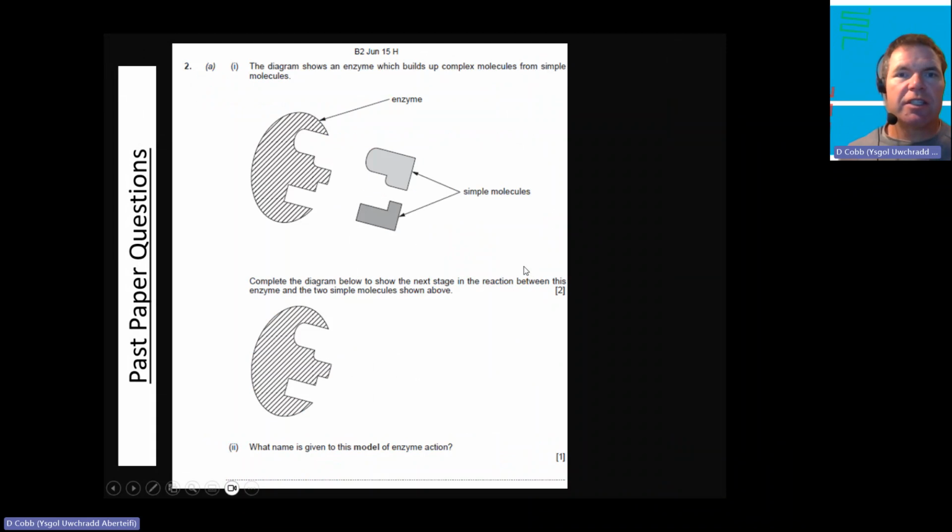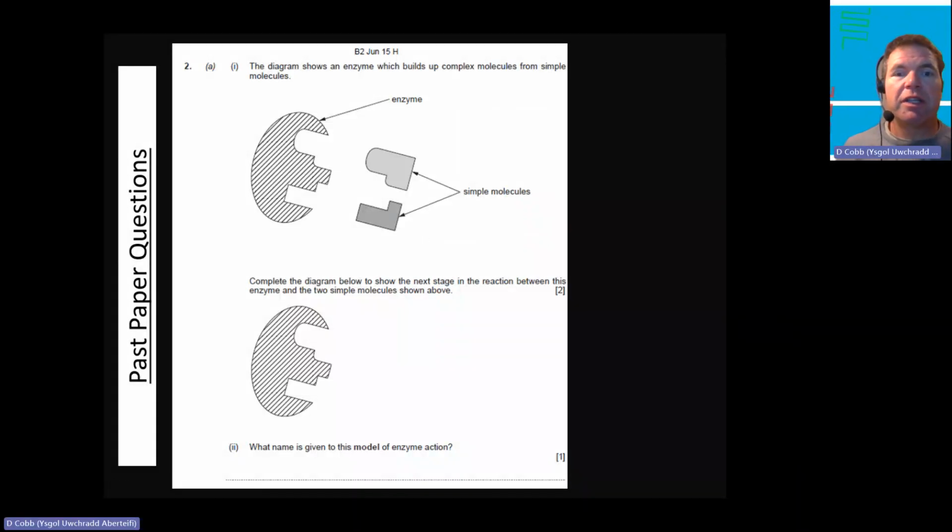Here's another question that says the diagram shows an enzyme which builds up complex molecules from simple molecules. In this case, it's showing the enzyme, which is clearly identified there, and it's showing 2 substrate molecules. The good thing about this is I like the fact that very commonly when we refer to enzymes, we show them taking a single substrate and breaking it down into 2 products, which is what the previous question was showing. But enzymes also take molecules and put them together. So this is taking 2 simple molecules, which are labeled, and putting them together into a large molecule.